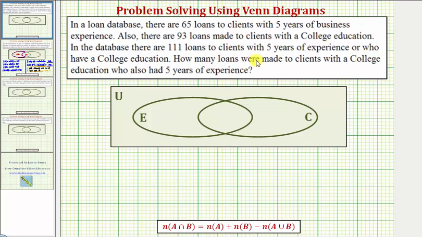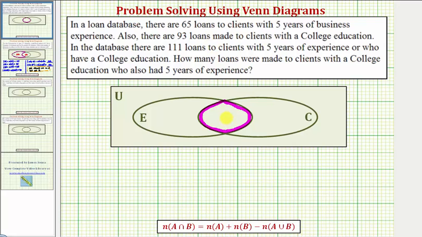The question is, how many loans were made to clients with a college education who also had 5 years of experience? We'll solve this problem using the Venn diagram given here, where set E contains the clients with 5 years of experience, and set C contains the clients with a college education. And therefore, the overlapping region, or the intersection of these two sets, would be where we would find the clients who have a college education and also have 5 years of experience. So our goal here is to determine the number of elements in the intersection of set E and set C.